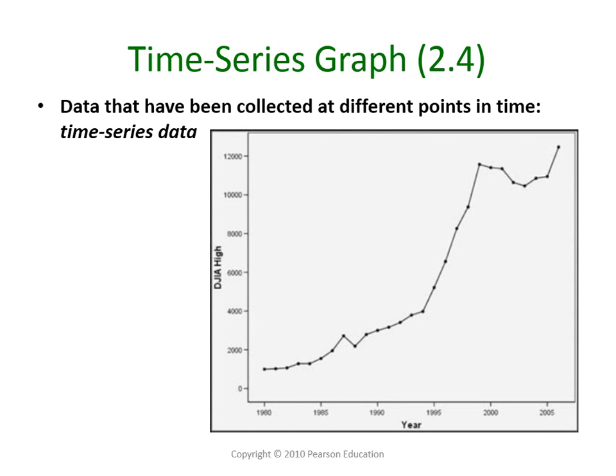Another one is your time series graph. Data that have been collected at different points in time would be your time series data. So if every year, and this is the Dow Jones Industrial Average high, so looking at what the high was in 1980, and then 1981 and 1982, where each year we're looking at that value and looking at that comparison over time.